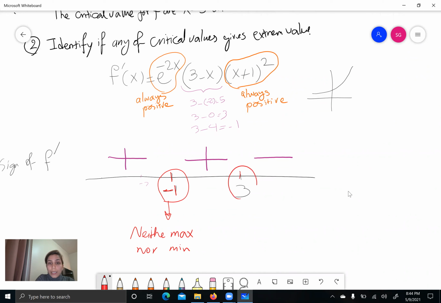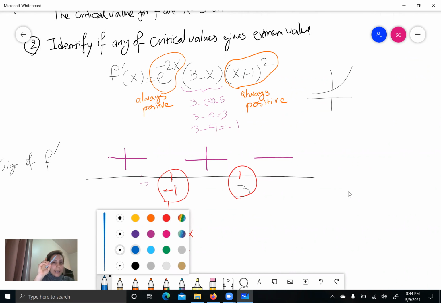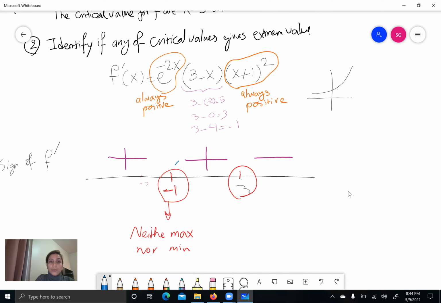However, at 3, we see a change. The function changed from positive to negative. Recall the first derivative test. It says that if it changed from positive to negative, that means there was a change from being increasing to becoming decreasing. So that gives me a local max. So -1 is not an extreme value, but 3 is a local max.